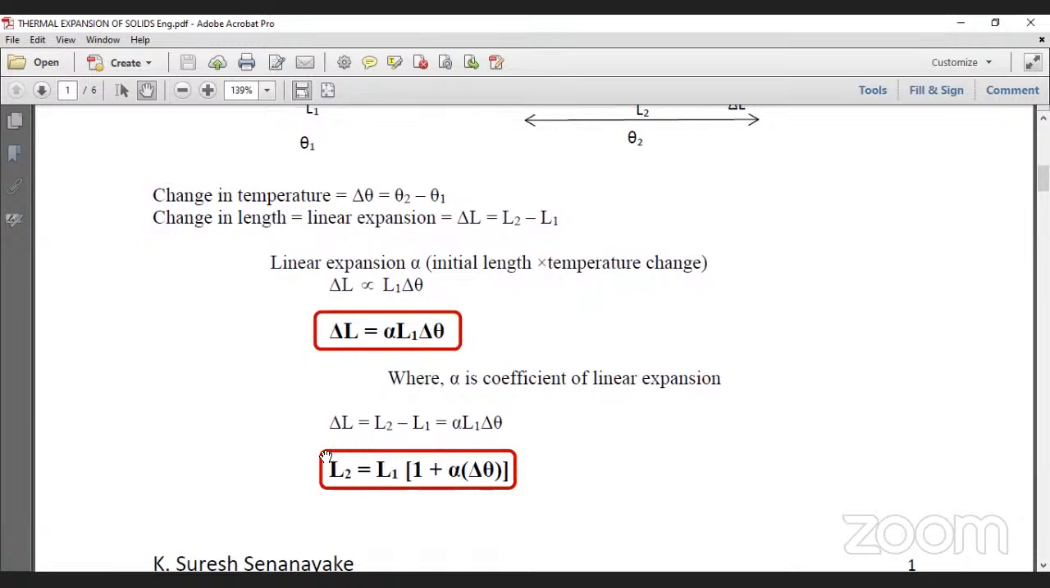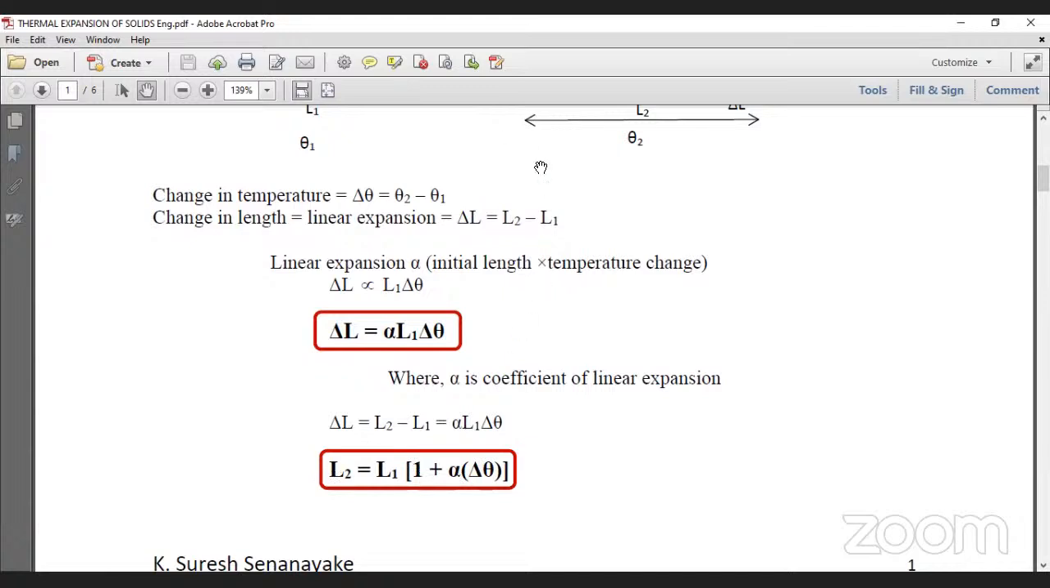So L2 is the final length, the length at temperature theta2. You can write it as the initial length, meaning the length at temperature theta1, times 1 plus alpha delta theta. You can write this equation: delta L equals L2 minus L1. So take L1 out, then 1 plus alpha delta theta. So for any two temperatures, if you know the length, you can get the relationship between them using this equation.